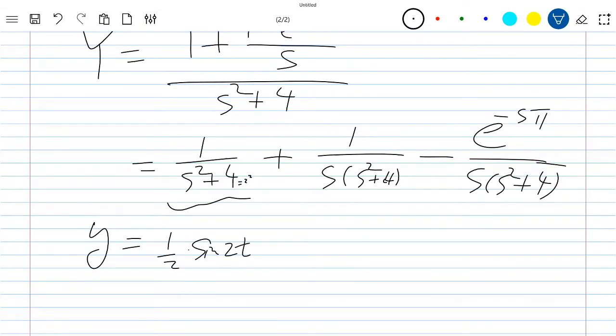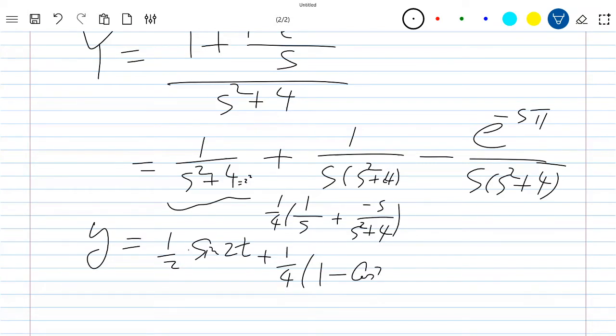And this you can break into 1 over s, minus s over s squared plus 4, and then divided by 4, and that gives you 1/4 times 1 minus cosine 2t. Right? Okay, how about the last part?